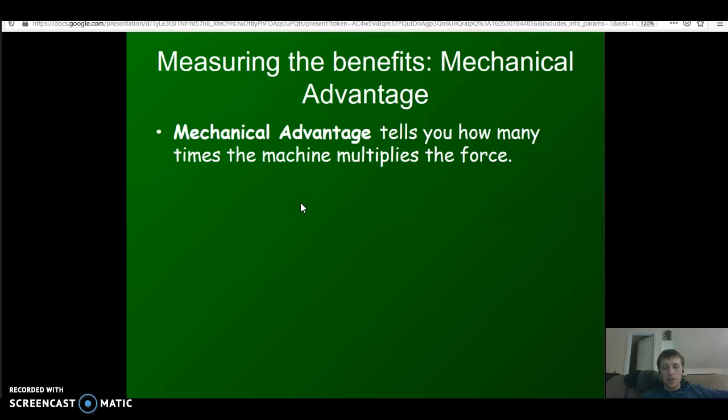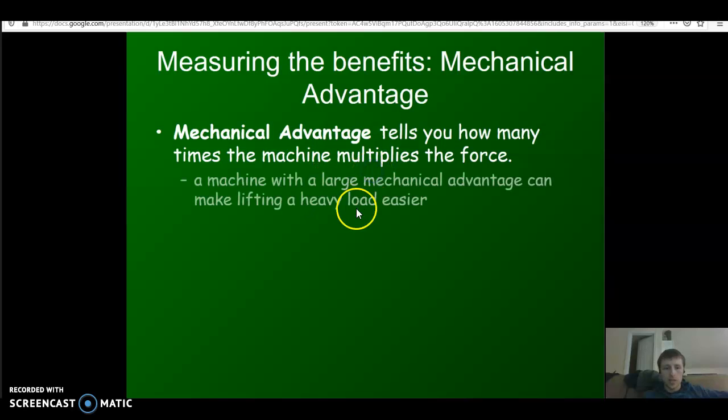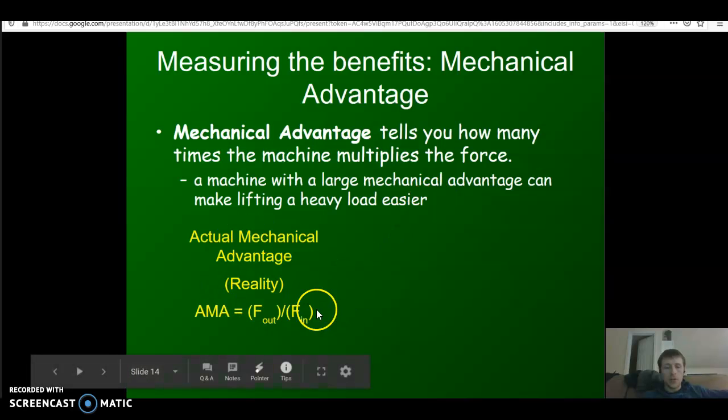Now, mechanical advantage is what you ultimately want out of a machine. It tells you how many times the machine multiplies the force. So a machine with a large mechanical advantage can lift a very heavy load much easier. We're going to be looking at actual mechanical advantage in this class, which you can find by taking the force you get out of a machine and dividing it by the force you put in.